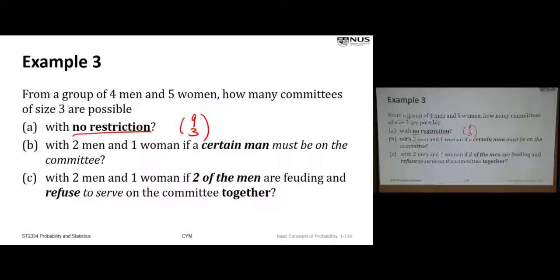Okay, part B, with 2 men and 1 woman, if a certain man must be on the committee. All right? Now, at the beginning, for part A, we have 9, and we want to find how many ways we can form a committee of 3. Now, what are the conditions or constraints applied to this committee? First of all, it's not any 3 persons. There are some restrictions. So what are the restrictions for this committee, for part B?